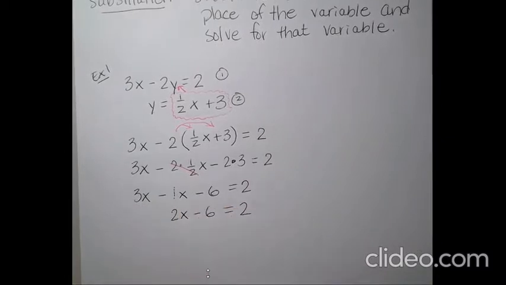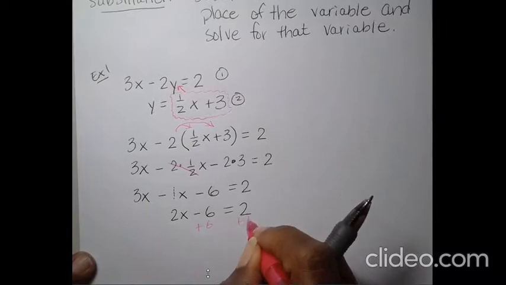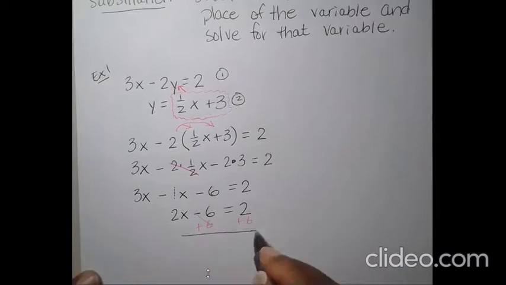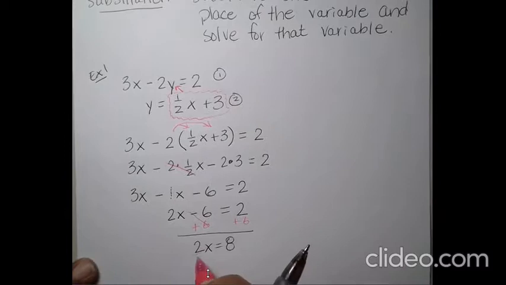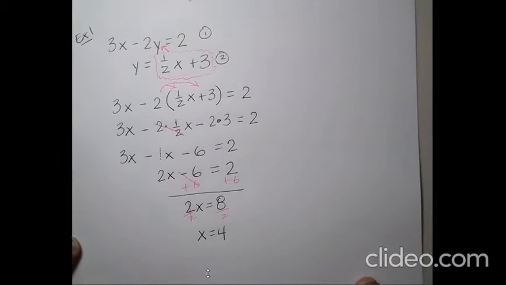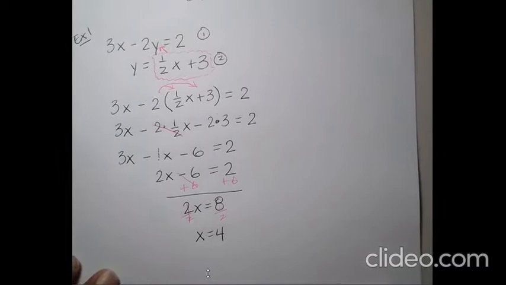Solving for x, we add 6 to both sides. Those cancel. We have 2x equals 8. Divide both sides by 2, and you have x equals 4. So the value for x according to this method is 4. Now let's take this x equals 4 and substitute it back into equation number 2.